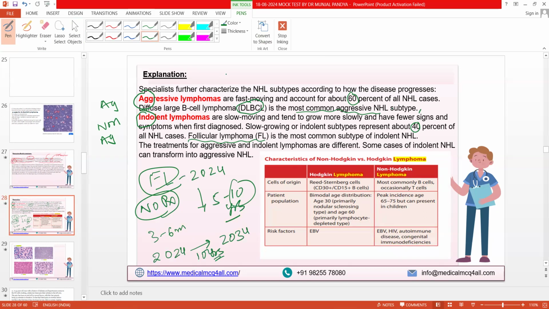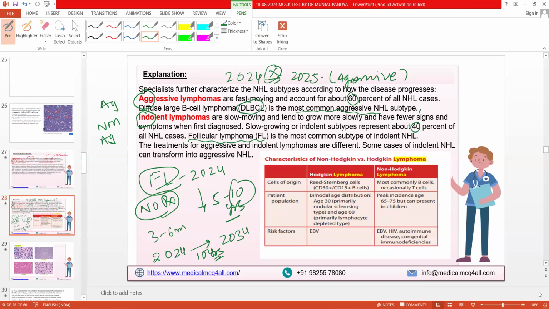What happens in diffuse large B-cell lymphoma? If diagnosed in 2024 and you don't do anything, in 1 year, by 2025, they die. This is aggressive lymphoma. Either bone marrow failure or infection, organ infiltration, lots of complications.